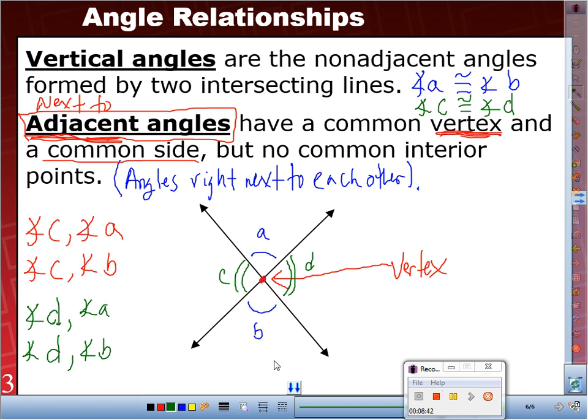Everybody got it? All right, so now that we clarified vertical angles are congruent angles, and adjacent angles are right next to each other and share a side and a vertex, let's move on to the next terms. Copy these.